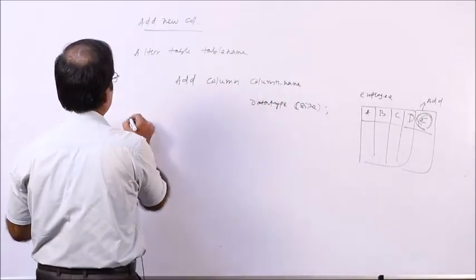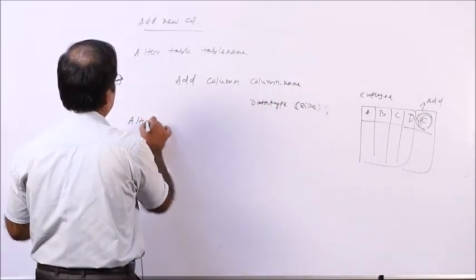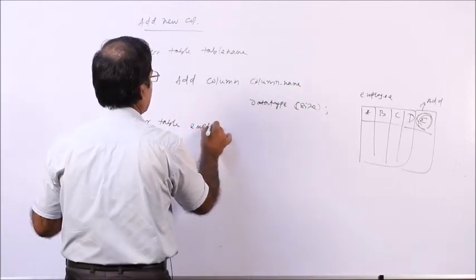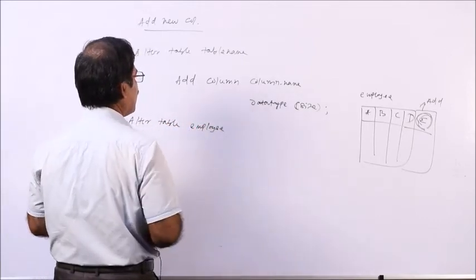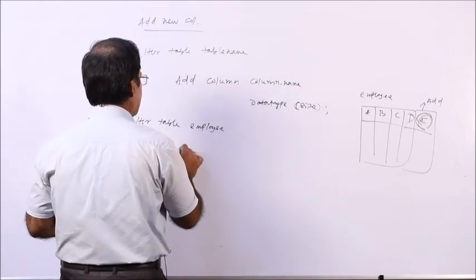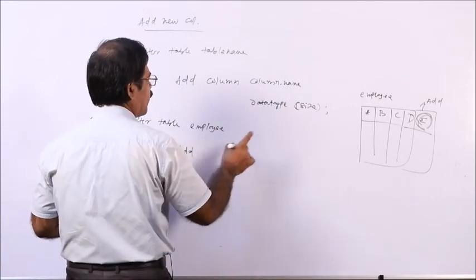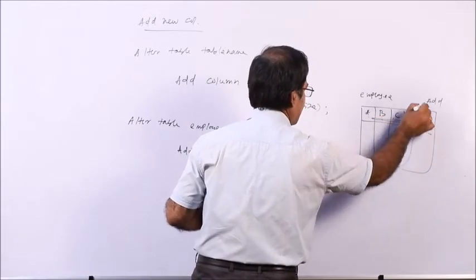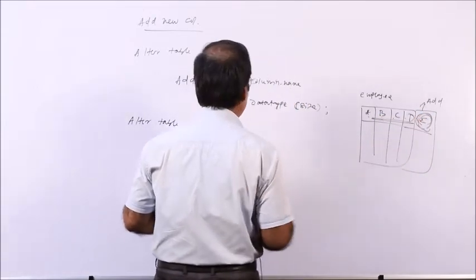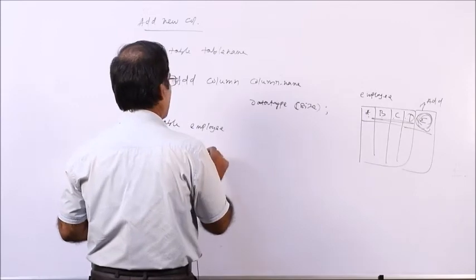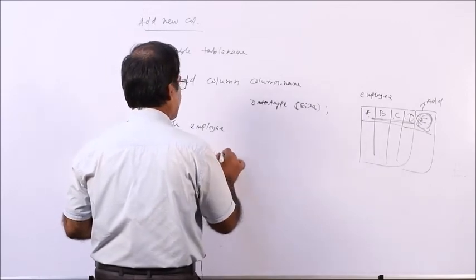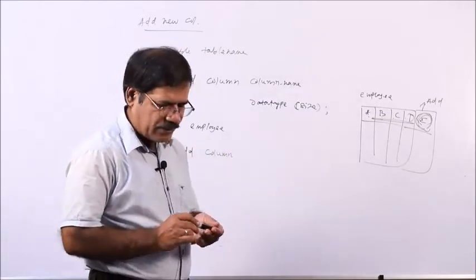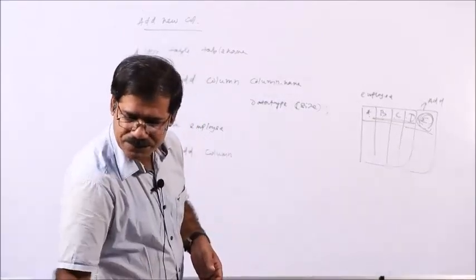So, suppose I write an example: alter table employee, the employee table is altered. You want to add a new column, the new column is E. Initially there are 4 columns A, B, C, D. I want to add a new column, the new name is E. So, add column. Not only one column, multiple columns you may add. For your understanding, I am giving only one column.